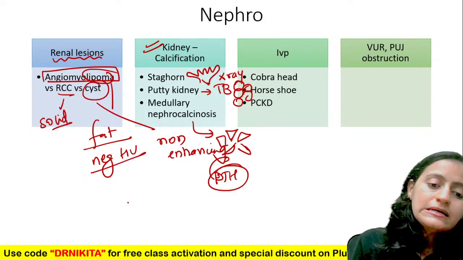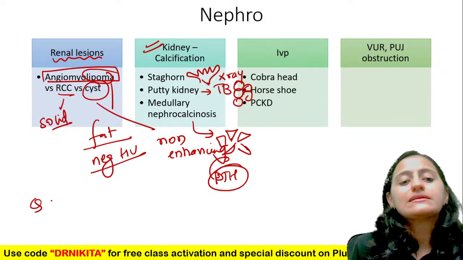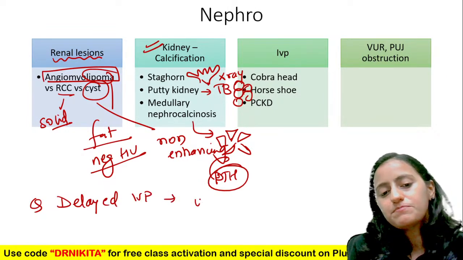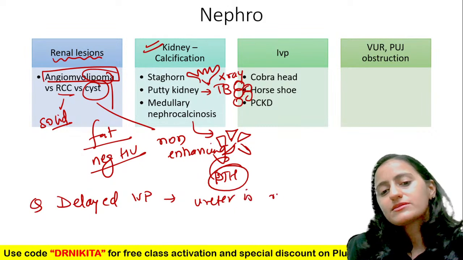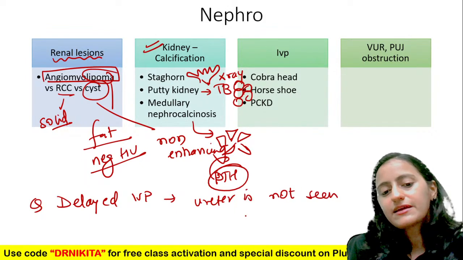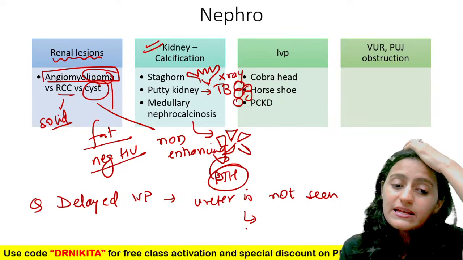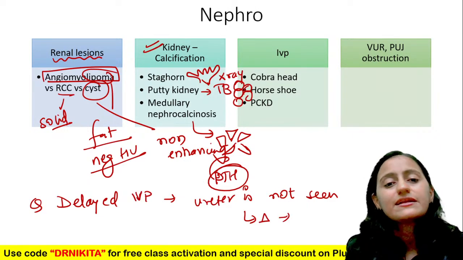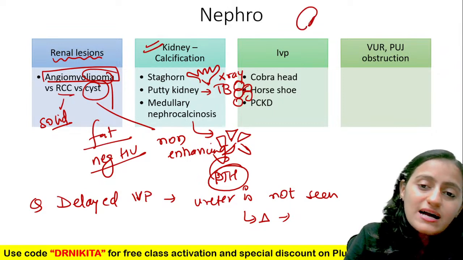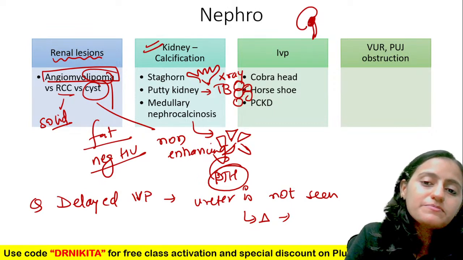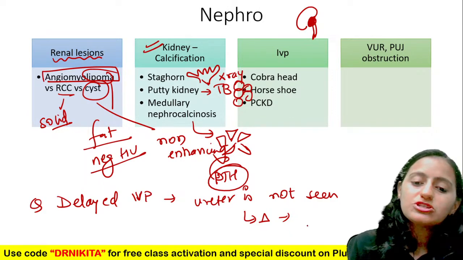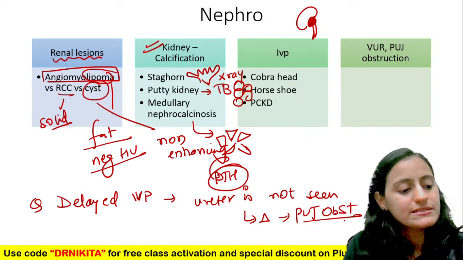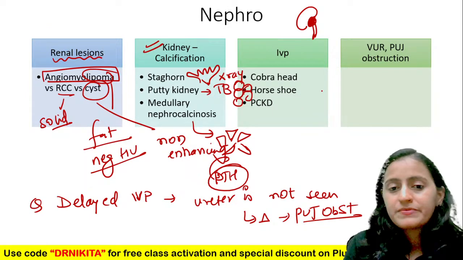Now, if I give you a question where a patient, even on delayed IVP, has no ureter seen, what is the diagnosis? That means the contrast is not going into the ureter because there is a block here. So it is a diagnosis of PUJ obstruction.